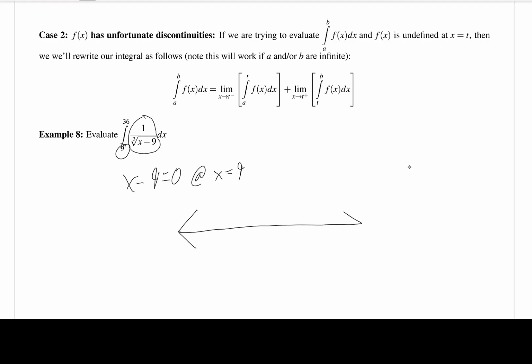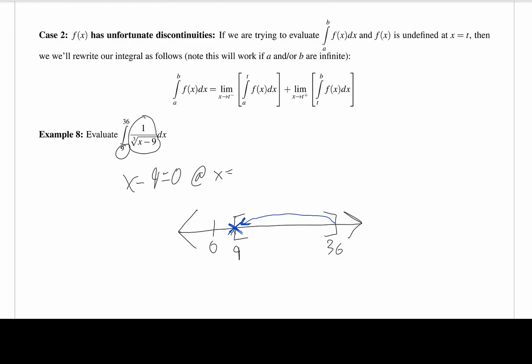What I mean by that is, picture a number line. Here's 36, here's 0, here's 9. This is where our discontinuity is, right? This is a bad point. So what I want to do is take t values closer and closer to 9, but not actually touching 9. I'm taking a limit as we approach 9. And it's very important that we note that we're approaching 9 from the right-hand side.